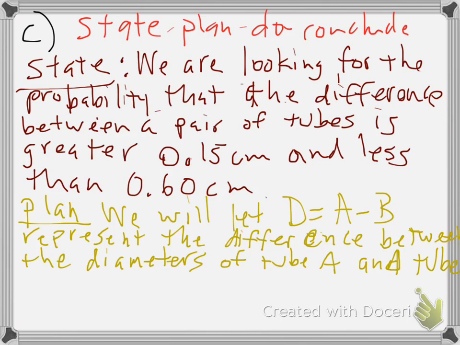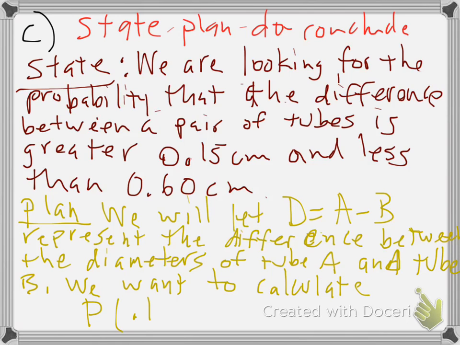And that was where it said tube B. Then we want to calculate. What do we want to calculate? We want to calculate the probability that the difference is between 0.15 and 0.6. I'm going to take out that equals sign because we don't really need it. So that's the planning part of the problem.